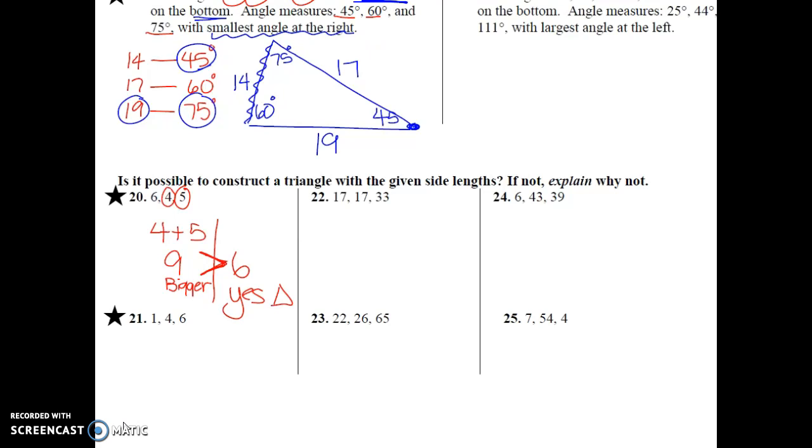If I look at question number 21, again, we're choosing the two smallest sides and comparing it to the largest side. So in this case, my 1 and my 4 are my two smallest sides. So I will be adding the 1 plus 4 together. That equals 5. When I compare that to 6, is 5 bigger than 6? No, it is smaller. So this is not a triangle. The two smallest must be larger than the biggest.